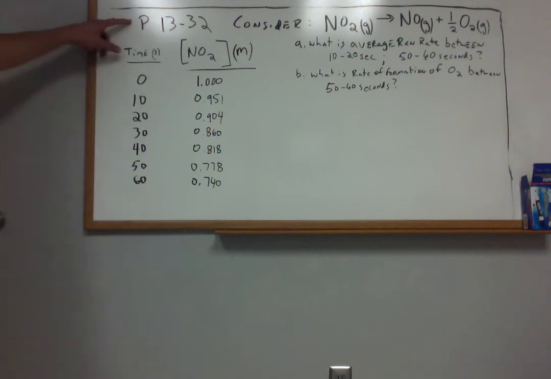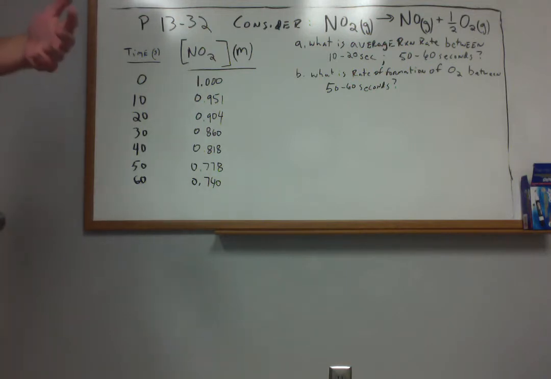Okay, this problem is 13.32 out of the textbook, Chapter 13, Chemical Kinetics. That's a reasonably straightforward, simple problem dealing with chemical kinetics. You'll see this type of problem in your first online homework assignment.